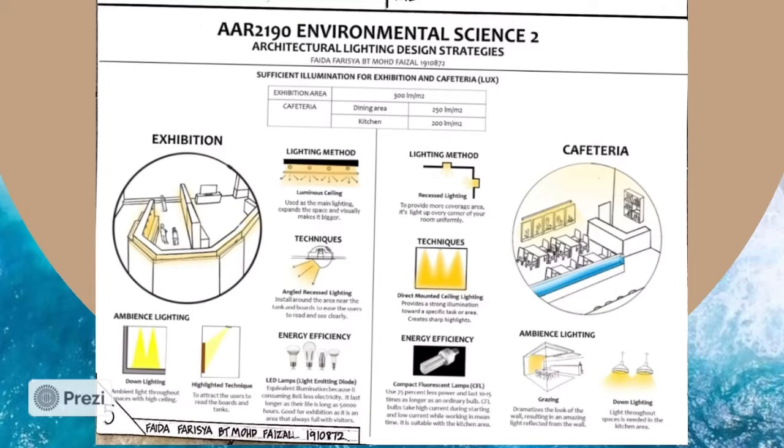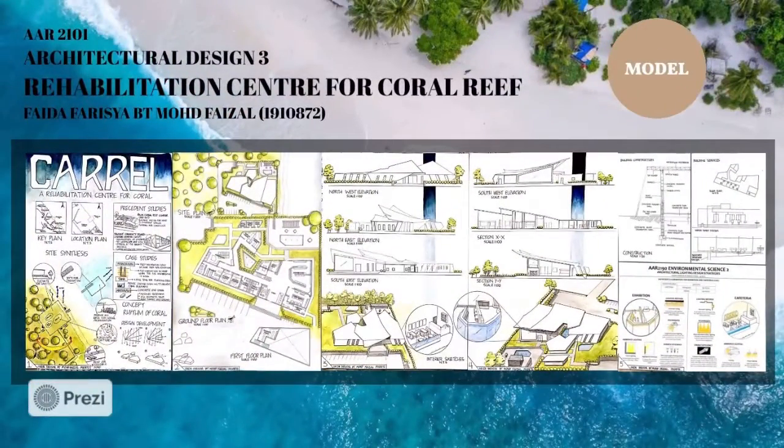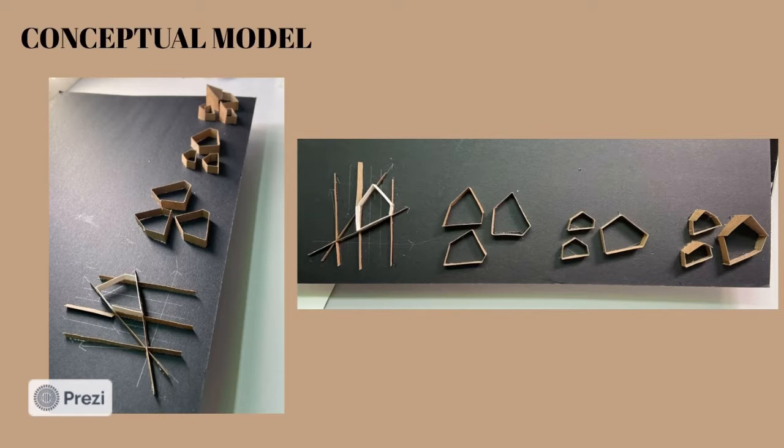For cafeteria, the lighting method that suits this area is recessed lighting because it provides more coverage area. It lights up every corner of the room uniformly. The technique used is direct mount ceiling, and the ambience lighting is grazing and down lighting. So we are done with the board presentation. Next is model. This is my conceptual model.